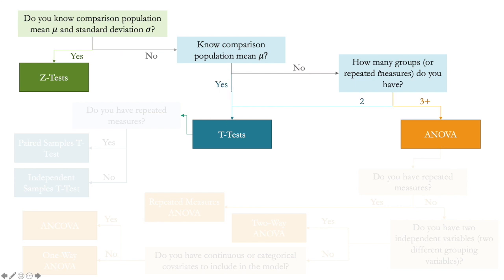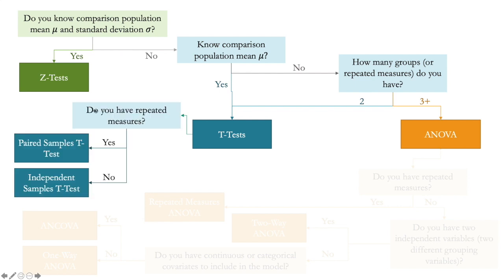If not, then how many groups or repeated measures do you have? If we only have two groups or two repeated measures, like a pre-test and a post-test, then we come right back to the t-tests. And when we do, the question is, is it repeated measures or not? If it is, then we do the paired samples t-test. If not, we do the independent samples t-test.